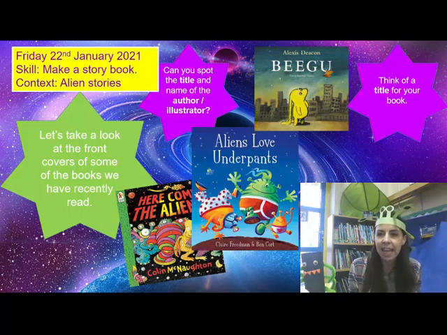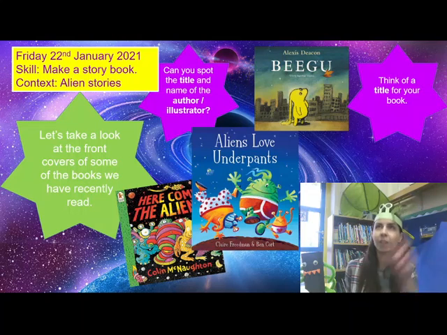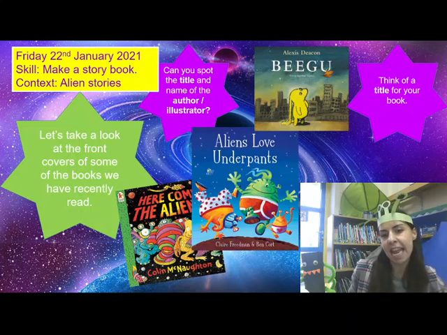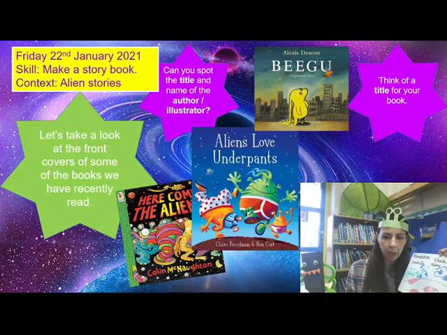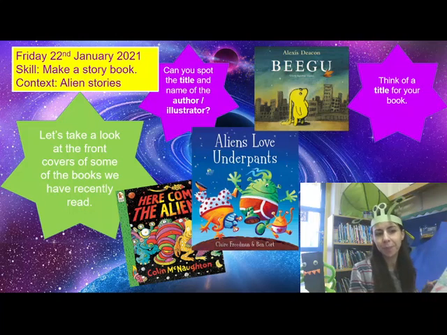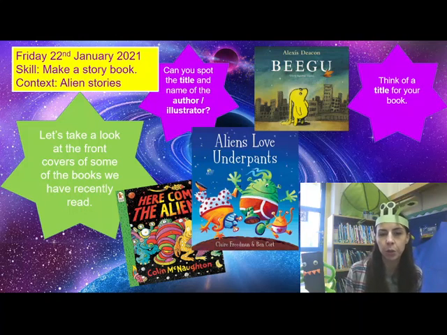So have a think about what your book could be called. What is the title of your story? You could call it the name of your alien. So if your alien was Zogo, you could call it Zogo, just like Bigu. Or you could think about what actually happens in your story. So in my story, the meteors are crashing towards Mars. So I could call it Meteors Crashing to Mars. Okay, so again, you can have a chat about what your story will be called.